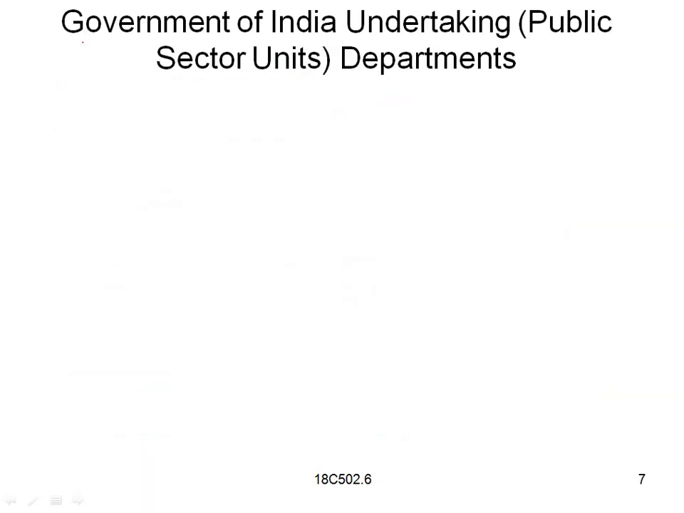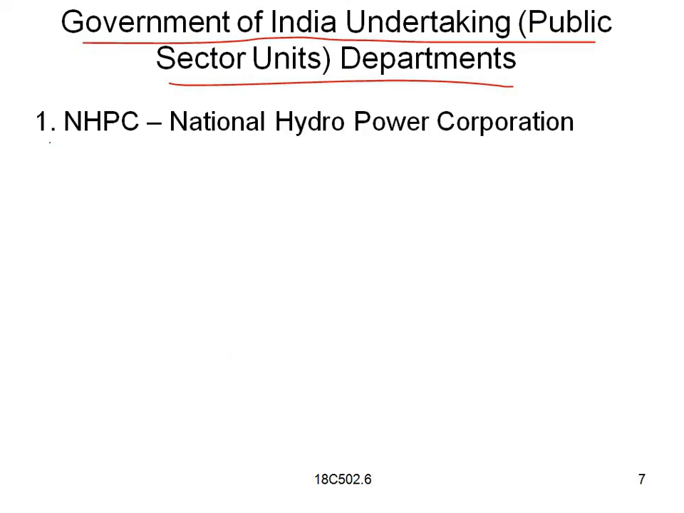So now let us see Government of India undertaking public sector units departments. The central government which is there, the public sector departments are there. That is first one NHPC. So it is called National Hydro Power Corporation. It is related with the power corporation and it will generate the power or it will supply the power also. So hydro means the coal plus water is nothing but hydro power corporation.